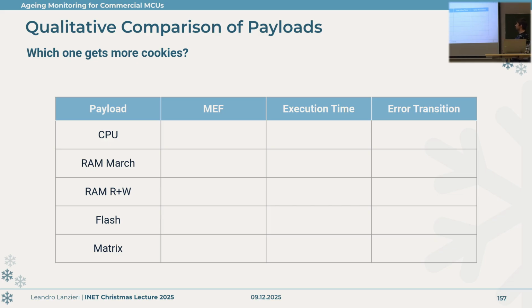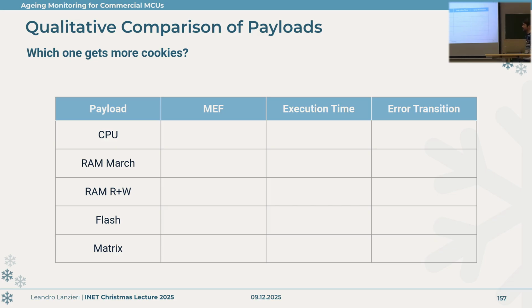And it's also nice to have an error transition. That means that we don't crash the devices each time we are running the test, but we can actually approach the maximum error-free frequency with an idea that we are in the area by just looking at the number of errors that it has.